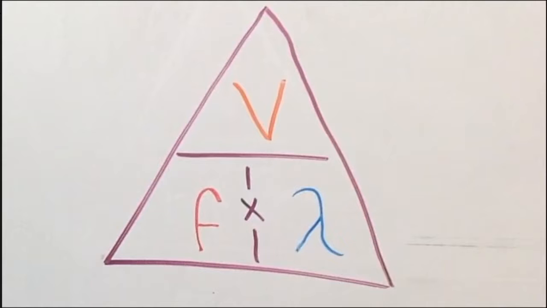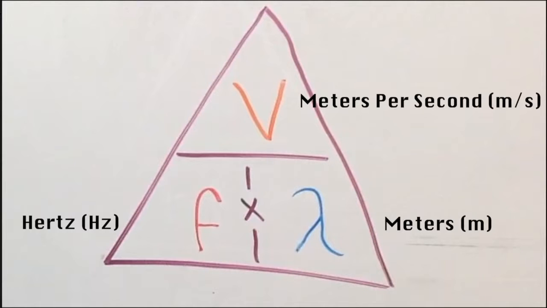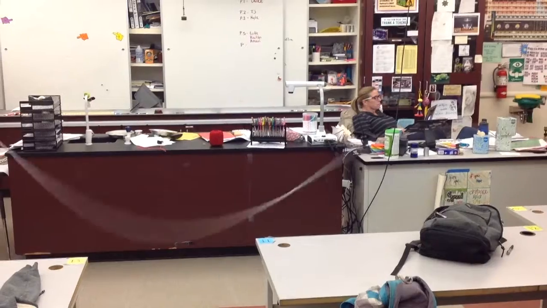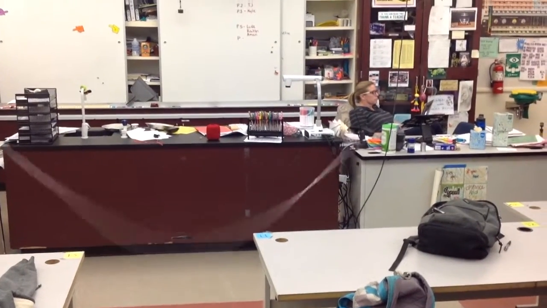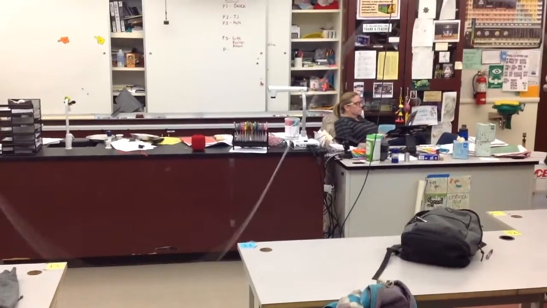The velocity of a wave is equal to the wavelength times the frequency. The wavelength is measured in meters, the frequency is measured in hertz, and the speed is measured in meters per second. The lower the amplitude, the less energy there is in a wave, and vice versa.